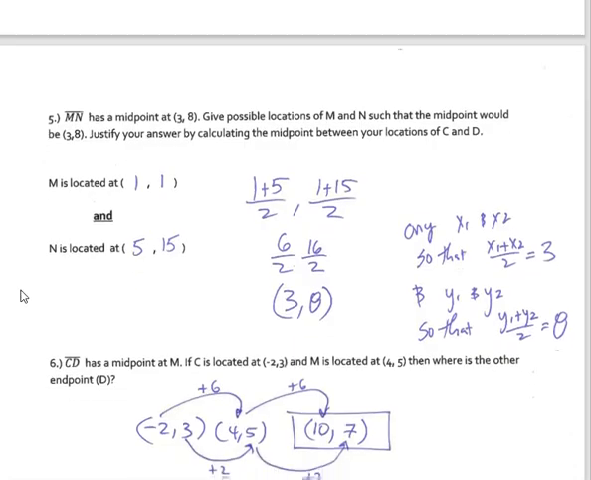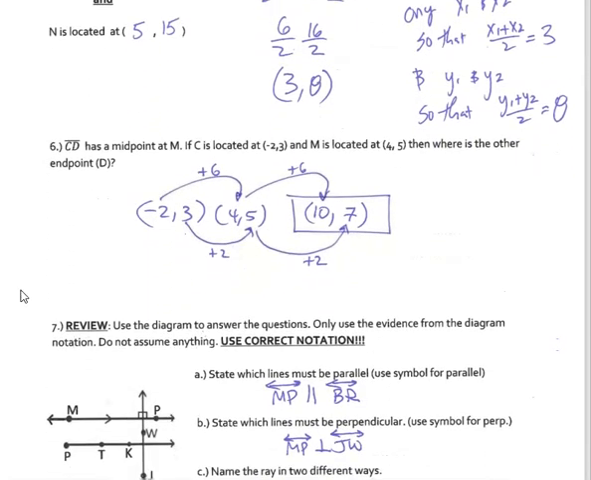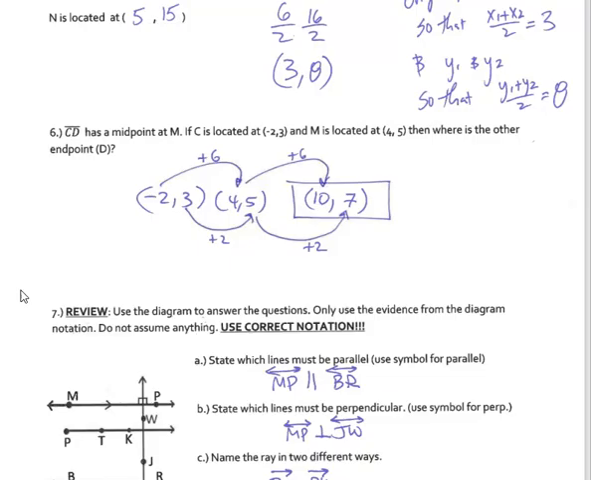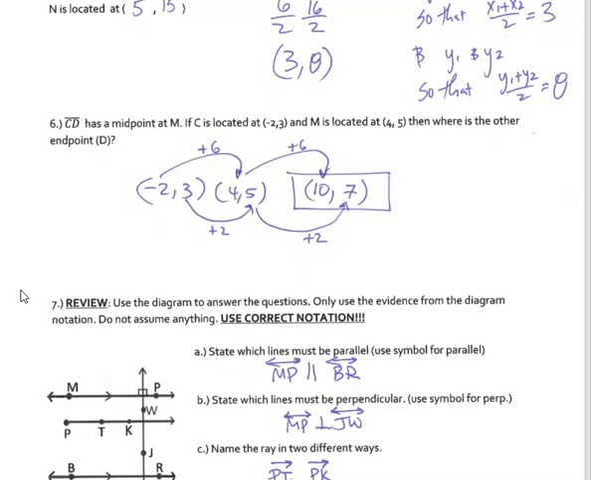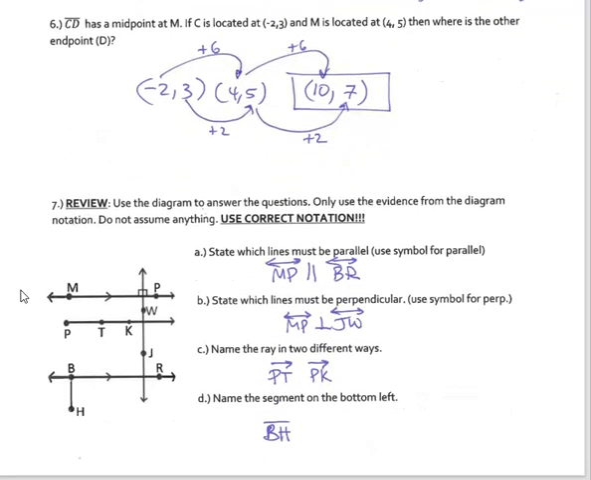And then the next one says CD has a midpoint of M. If C is located at -2, 3, and M is located at 4, 5, then where's the other endpoint? Remember, we just see how do you get from the endpoint to the midpoint and then do the same thing. So in this case, it was add 6 and add 2. So I added 6 and added 2 again to find out the other one. You could always go over and find the midpoint using those 2 and make sure that you get 4, 5.